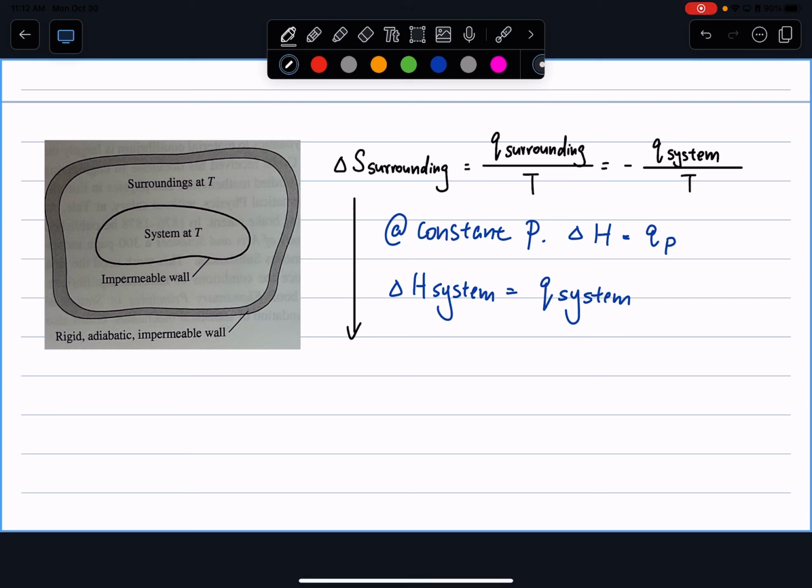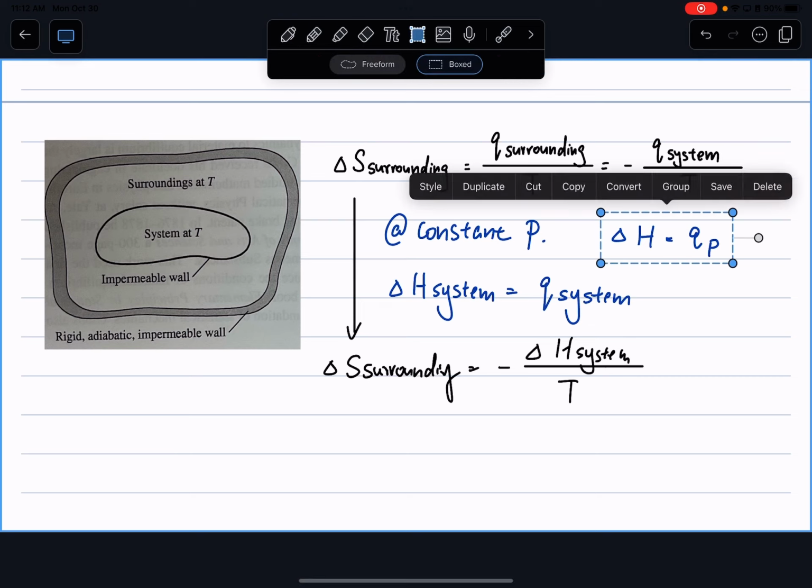And we can plug in that number to get delta S surrounding equals negative delta H of the system over some temperature T. Let's assume constant T and P. That's easy.